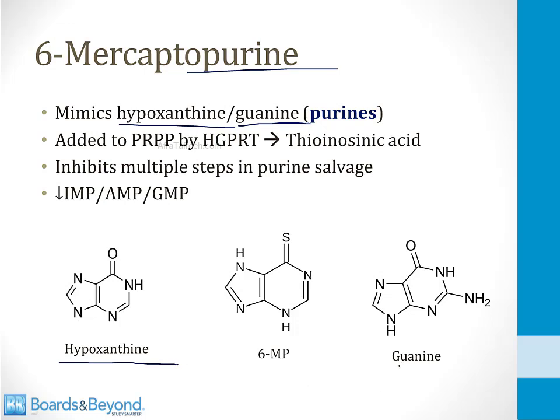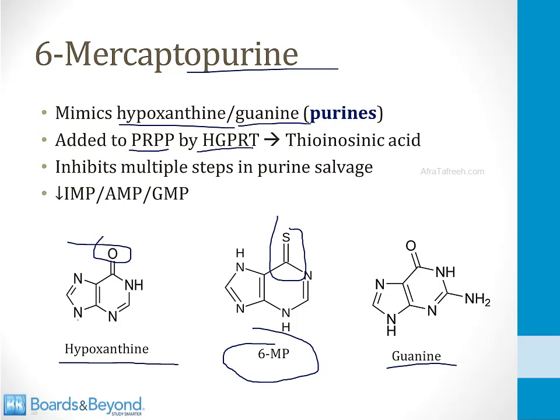Shown at the right side of the screen is the nitrogenous base guanine. You can see that 6-MP looks similar to these two nitrogenous bases. It has a sulfur moiety where they both have an oxygen moiety. 6-MP will be added to a chemical structure called PRPP by an enzyme called HGPRT. I'll show you this on the next slide.